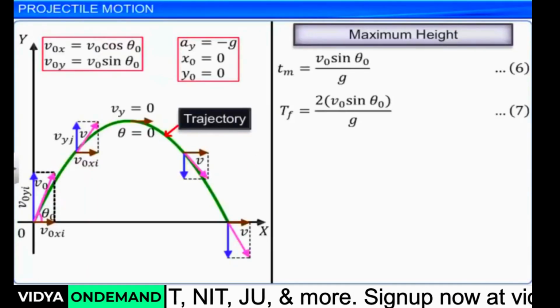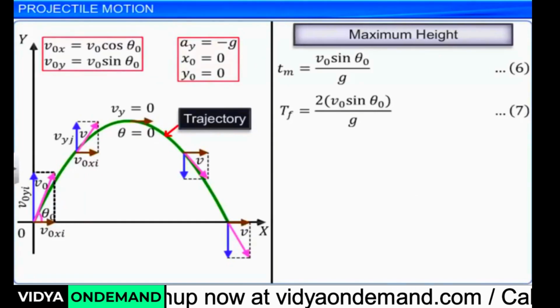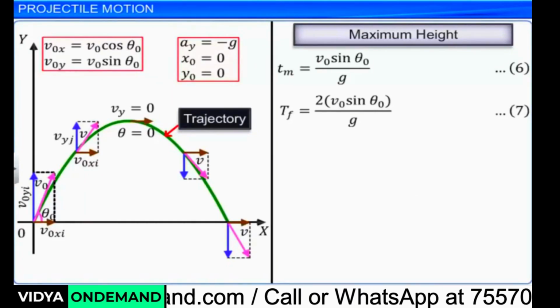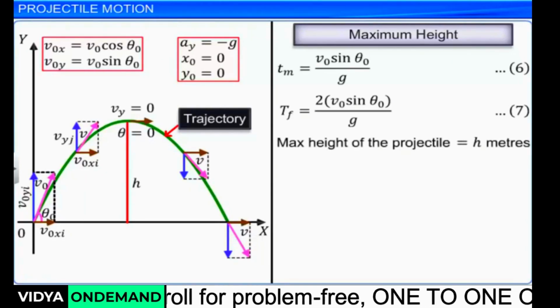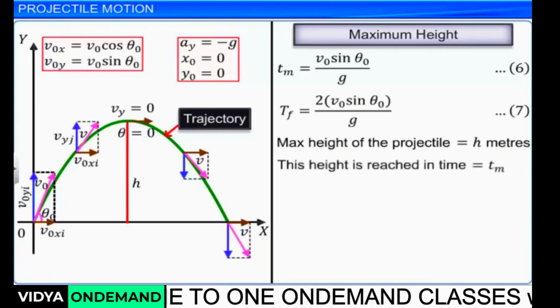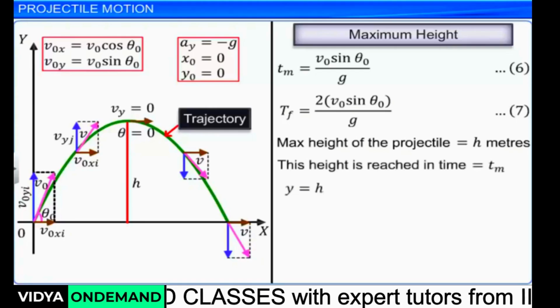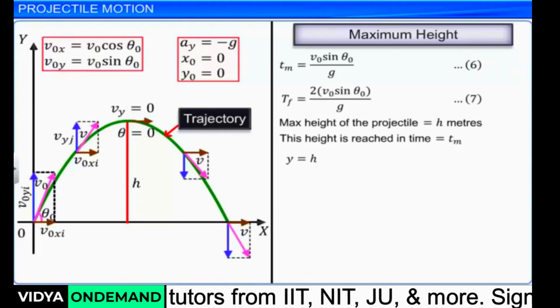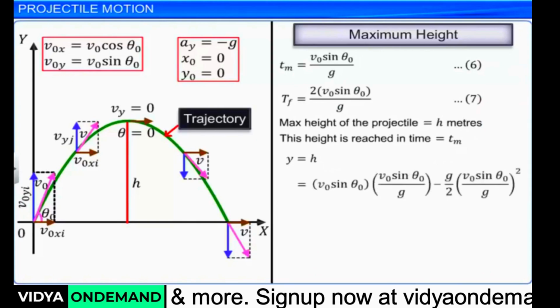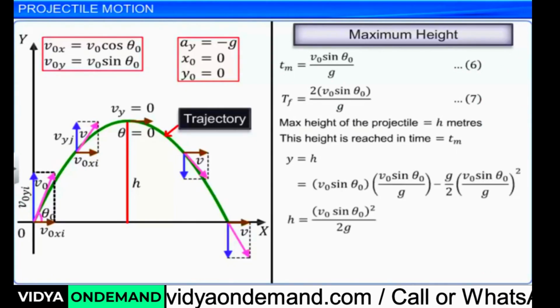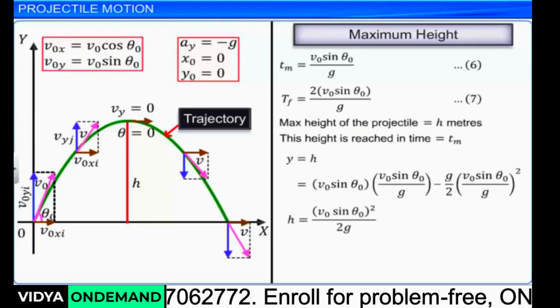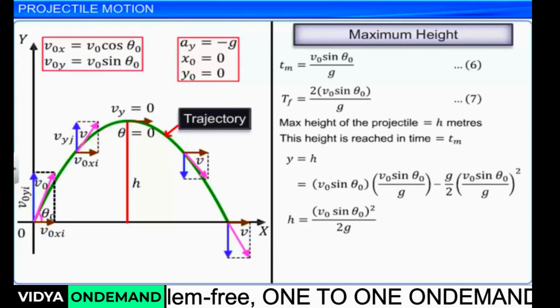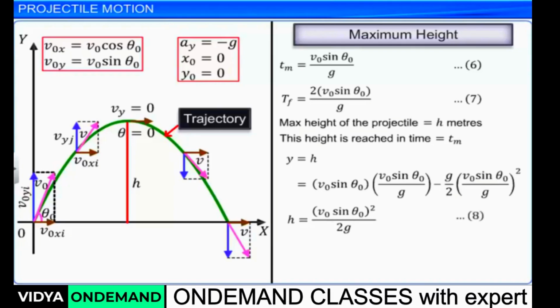Next, we will find the maximum height attained by the projectile. Consider the maximum height of the projectile as h meters. This height is reached in time Tm. Substituting in equation 2 and simplifying, we get h is equal to V0 sin theta 0 square divided by 2g. Let this be equation 8.